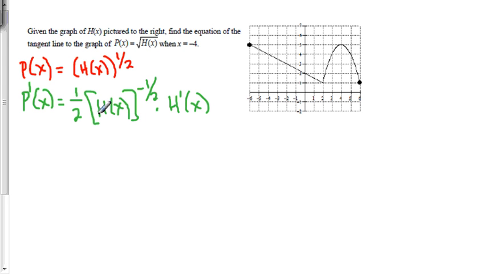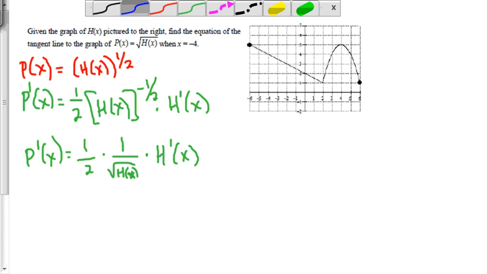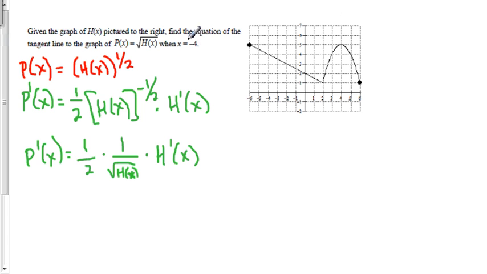So for the derivative, we're going to use the chain rule: 1 half out, leave the inside the same, subtract 1, times the derivative of what the inside was. Okay, and now let's just rewrite this a little bit. All I did is take the negative exponent, put it on the other side of the fraction bar, and then I rewrote h of x to the 1 half as the square root of h of x. Now we want to do all this when x equals negative 4. So every place I see an x, I'm going to substitute in negative 4.